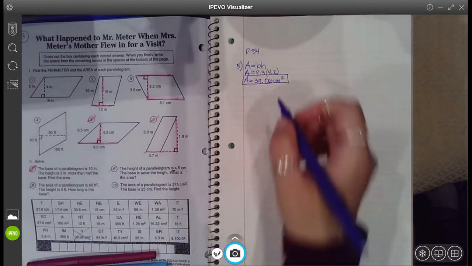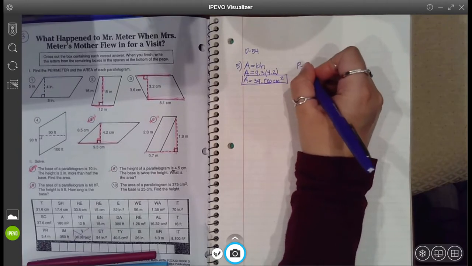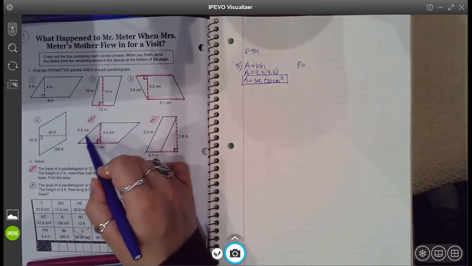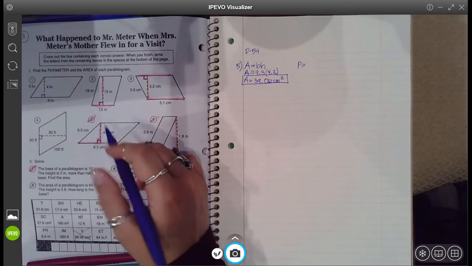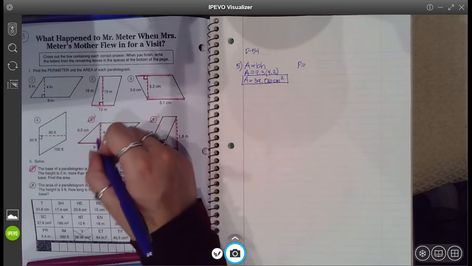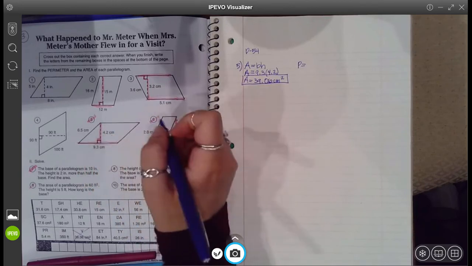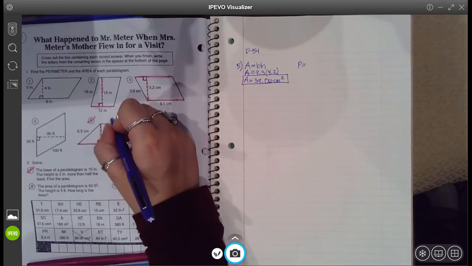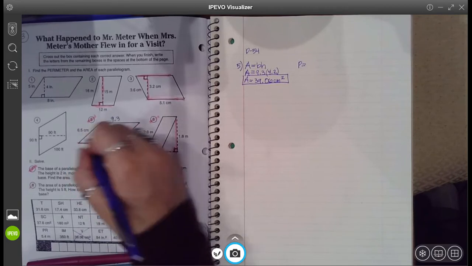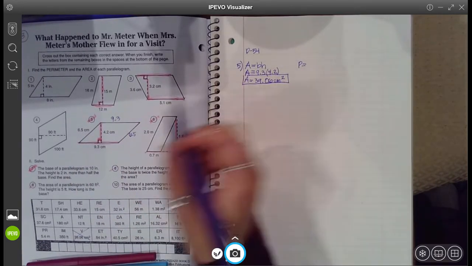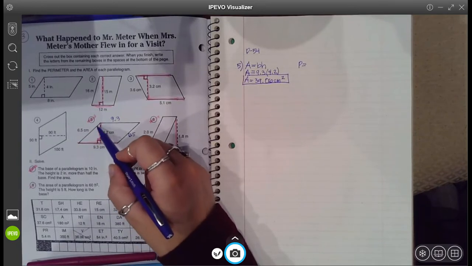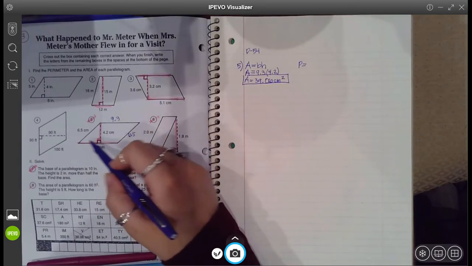But I also wanted to find the perimeter of that shape. The perimeter is along the outside of the shape. So it doesn't include this height. For a parallelogram, opposite sides are both parallel and equal. So this side is equal to this side, and this side is equal to this side. So I just go around the outside. That's what the perimeter is. It's add up all the outside edges of your figure.